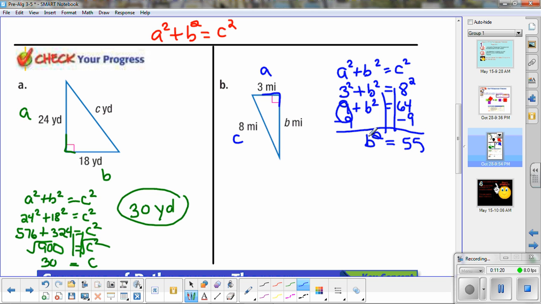Now you're going to go ahead and undo the squaring by taking the square root of both sides. Square root of B squared is B. Square root of 55, that is not a perfect square, so I'm going to go ahead and use my calculator. Square root of 55 is 7.416198. Keeps going. So to the nearest tenth, it's 7.4 or 7 4/10. And it's going to be 7 4/10 miles.